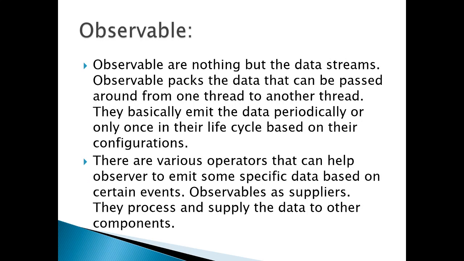First, observables. Observables are nothing but data streams. Those are the streams that generate data. An observable packs the data that can be passed around from one thread to another thread. So basically, an observable is a data stream. You can imagine the write stream and read stream, which we have studied in our Node.js lectures. This is just a stream of data that can be passed to any component or anywhere it is required. They emit the data periodically or only once in their life cycle. It depends. That can be dynamic data changes or static data.